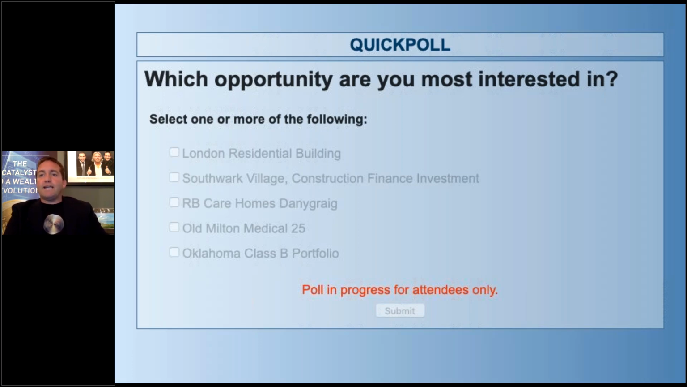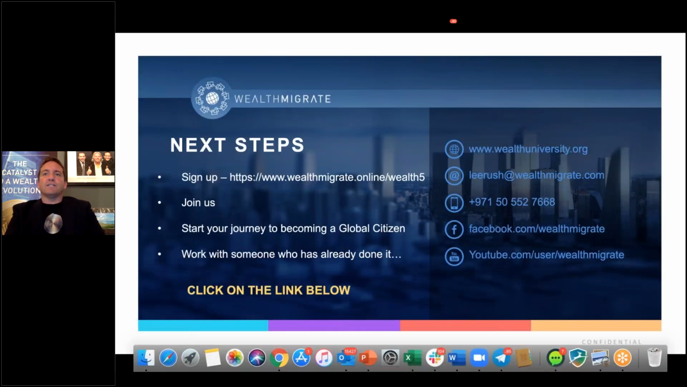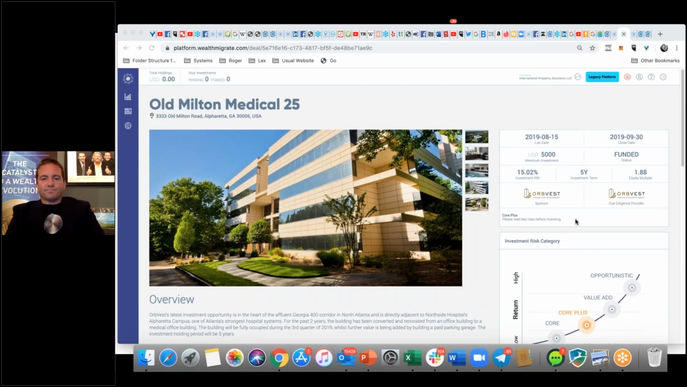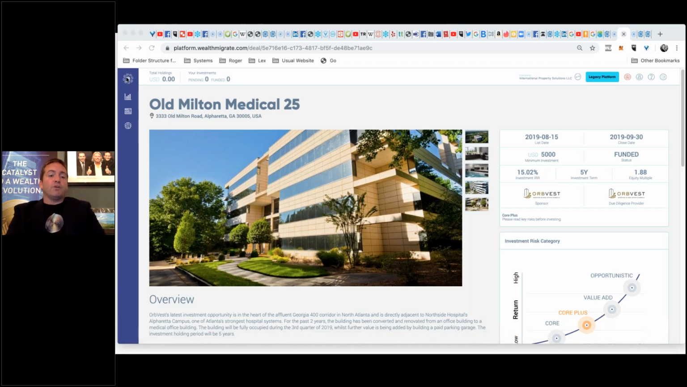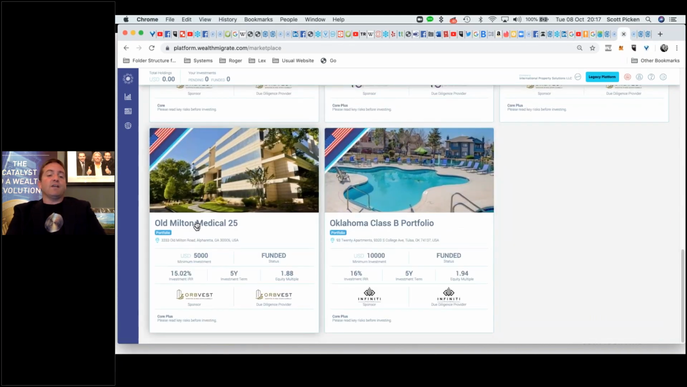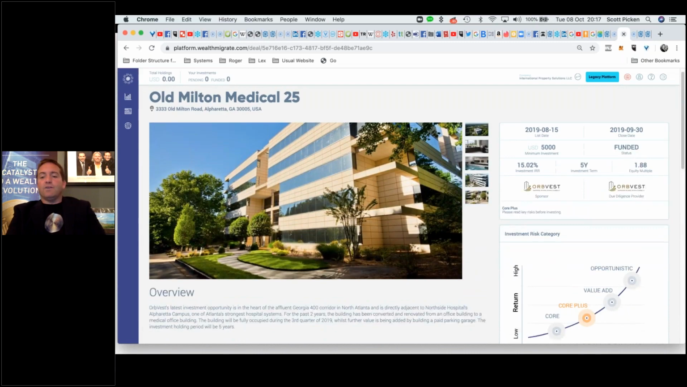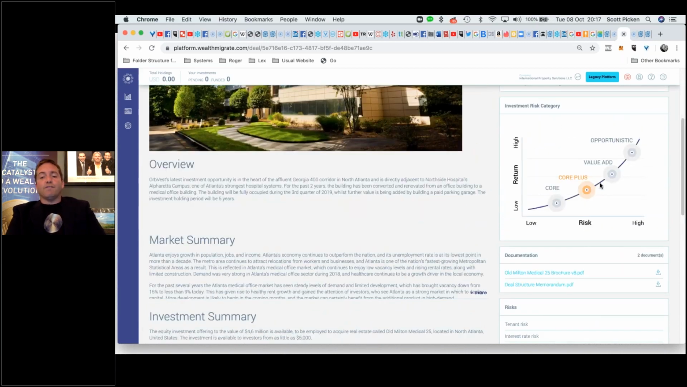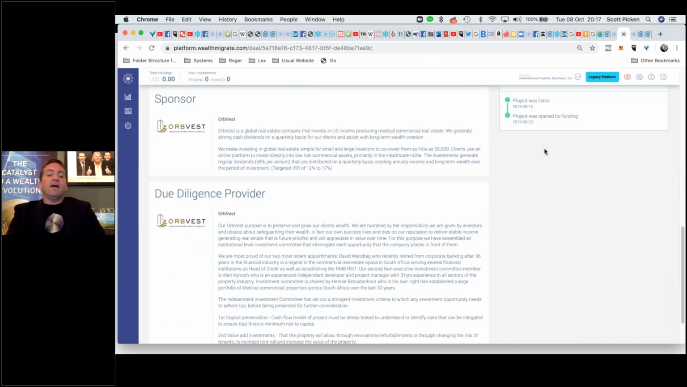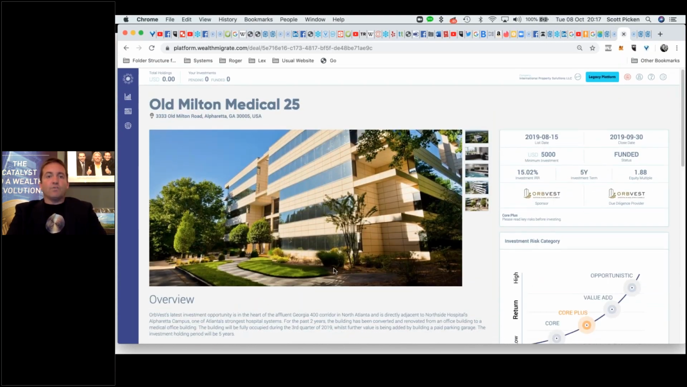So you've got complete access to, sorry, I just realized I've been showing you all this stuff while I had the poll up. Anyway, my point is that you can go into the platform, log in, and look at all the different opportunities. If you click on any one of them, this is the medical building, you can read all about it, see all about the different risks, read all about the sponsors, download all the documentation, etc. So that's all at your fingertips already in terms of the process.